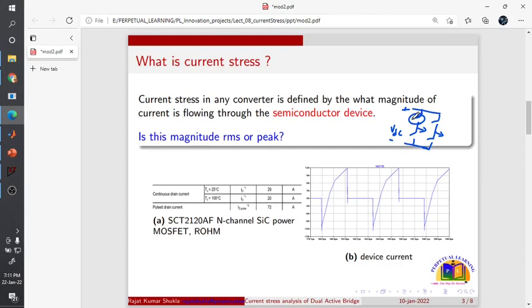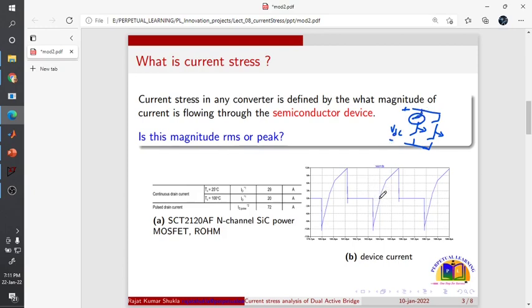But the important point is that the current is instantaneous. So what type of parameter do I take? It could be the RMS value, the peak value, or the average value. What parameter do we have to take of that instantaneous current through this switch?